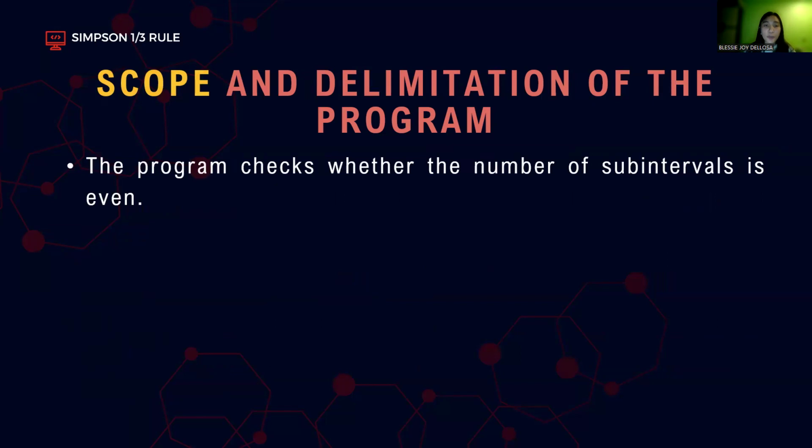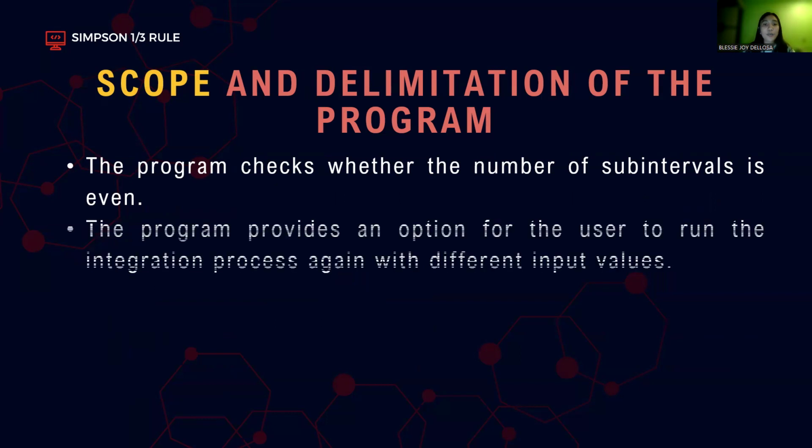Continuing, the program checks whether the number of intervals is even. Because the Simpson one-third rule requires an even number of subintervals, if the input is not even, it displays an error message and terminates the entire program. Next, the program provides an option for the user to run the integration process again with different input values. So it is just the same logic that we have in Regula-Falsi.